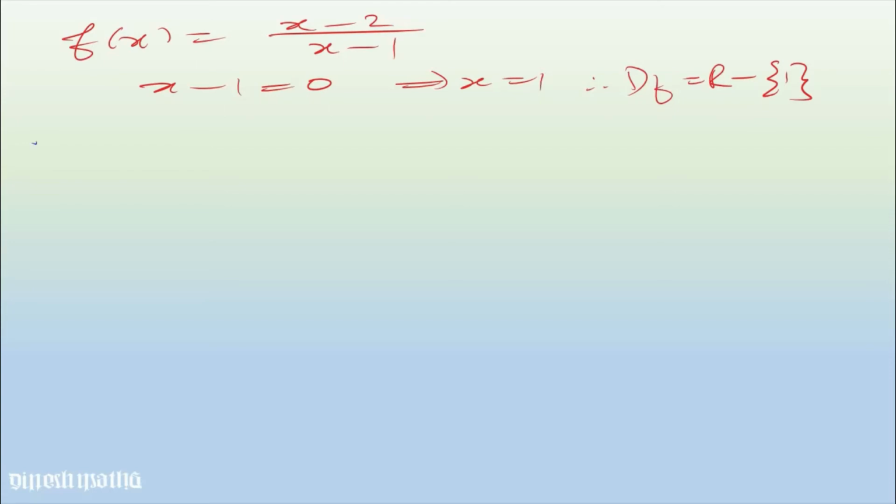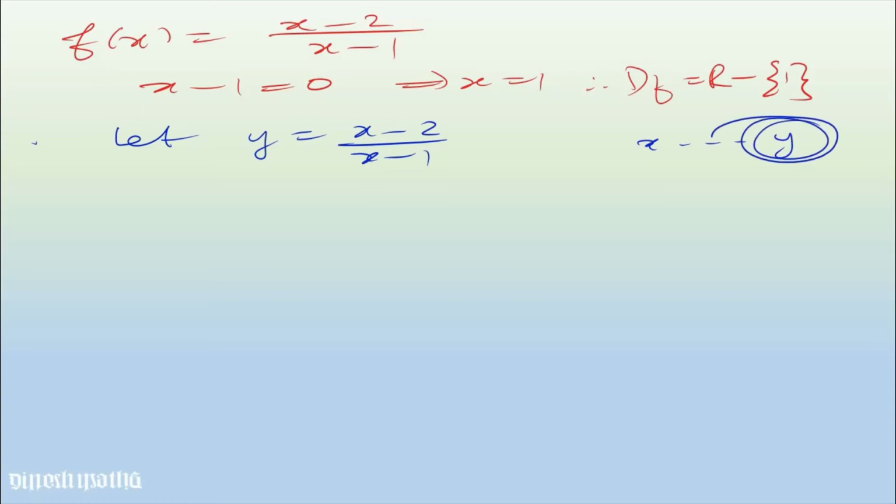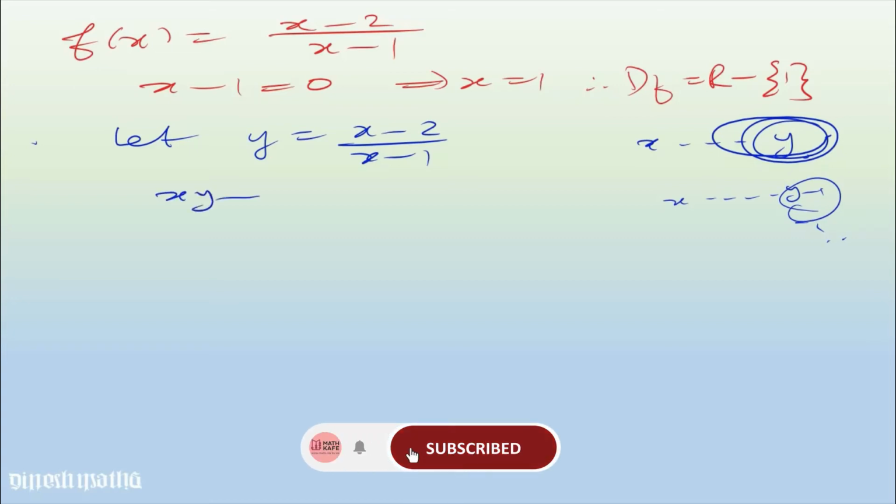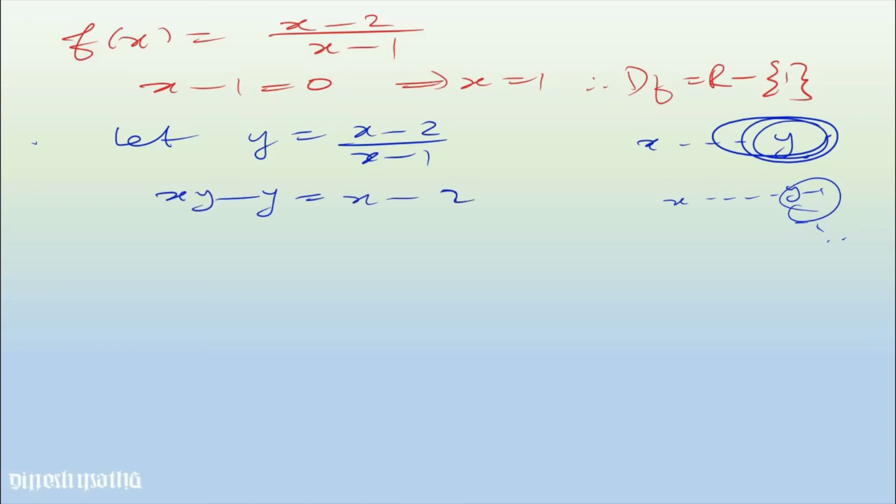Now let us see the range. Again the same procedure. Whatever expression is given, equate that with y and rewrite this expression as x in terms of y only. I repeat, in terms of y only. That means you have to write x as some expression only with y, without any x. Cross multiplying, xy minus y equal to x minus 2.